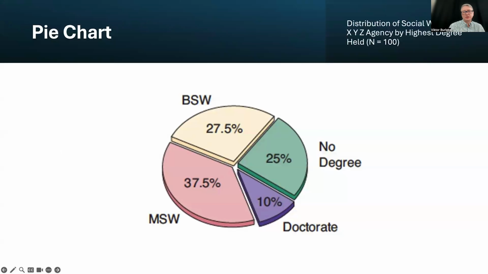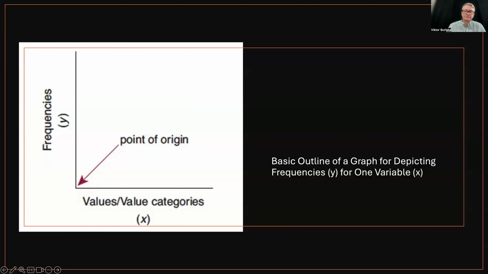This pie chart shows the distribution of social workers at XYZ agency by their highest degree. So here we can see that 37.5% hold an MSW, making it the largest group. 27.5% have a BSW, and 25% have no degree. Only 10% hold a doctorate.